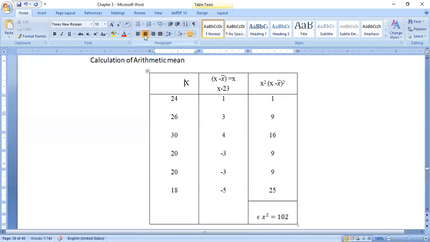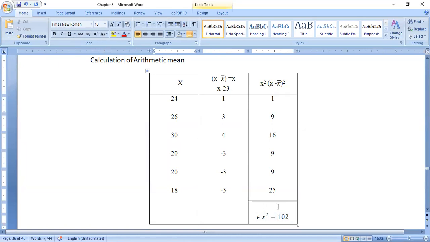So what we are doing here: the x values given in the question are 24, 26, 30, 20, 20, and 18. We have written this question. Then we need to find the x values, where x minus x bar is equal to x. These are the x values. Then x square, and finally we are going to find sigma x square.